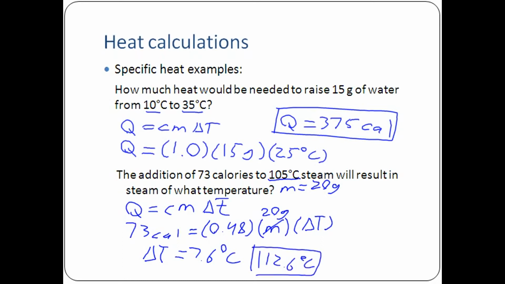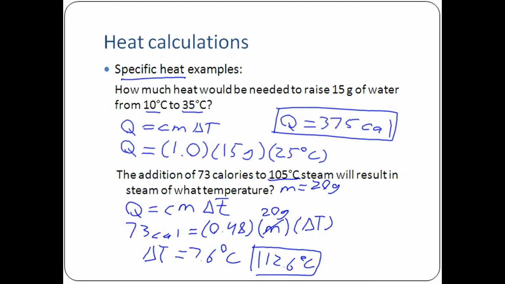Significant figure-wise, this ought to be around probably 2 significant figures. So really, if we're doing this, it probably ought to be 110 instead of 112.6. But right now, we're just taking you through the basic operation of how this works. These would be 2 examples of how we would do problems that deal with specific heat.